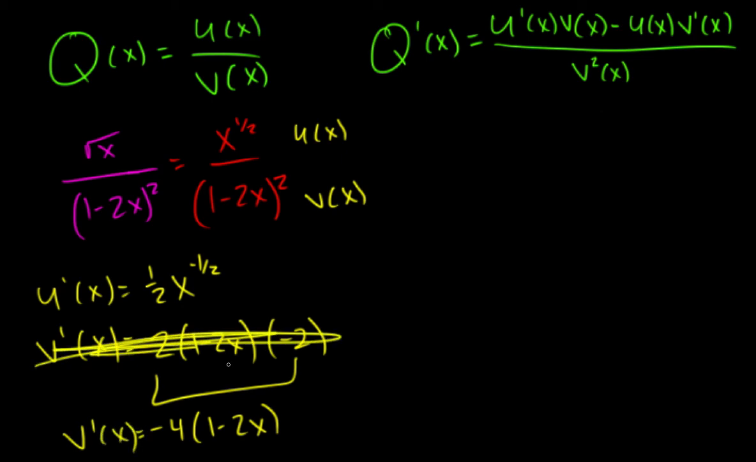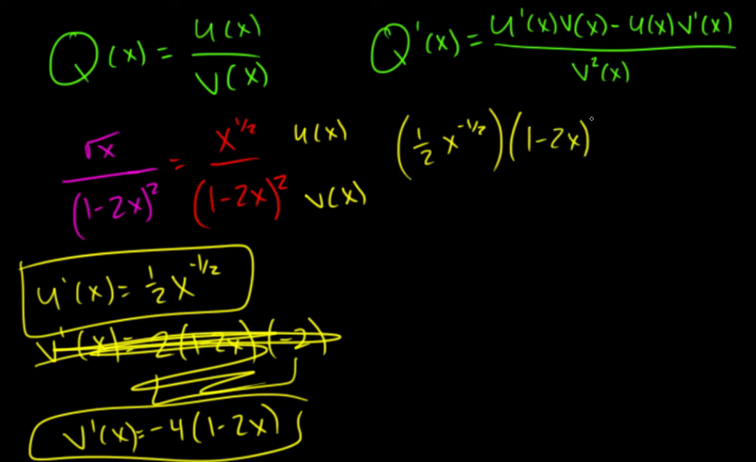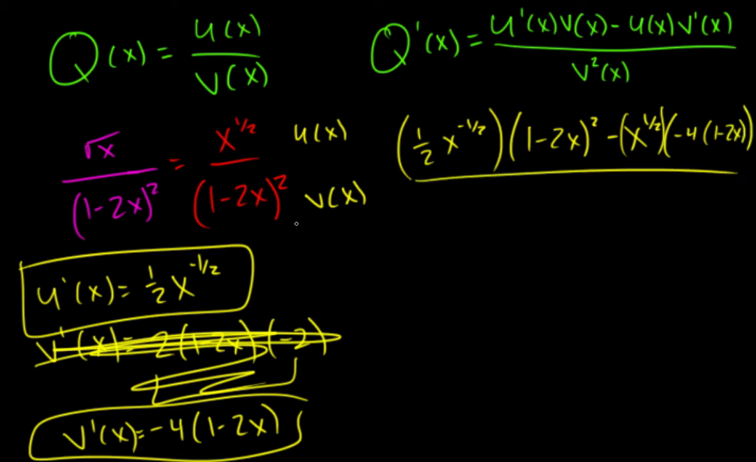Okay, so we'll just look at it down here and right here. Then we'll plug it in. So u prime is 1/2 x to the negative 1/2. V is going to be 1 minus 2x squared. U is x to the 1/2. V prime is negative 4 times 1 minus 2x, and that's all over this thing squared, which we'll just change that exponent to a 4.